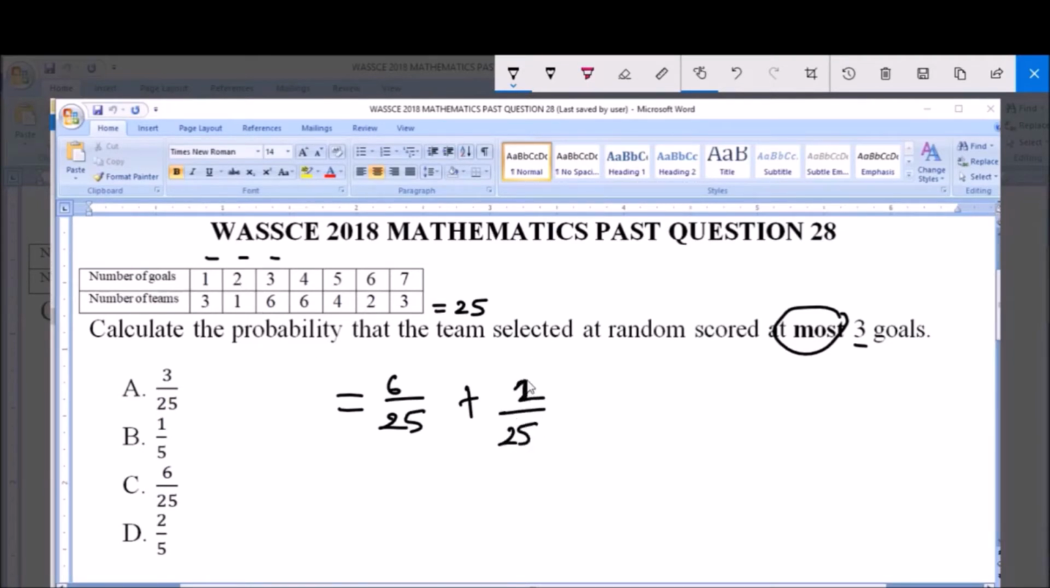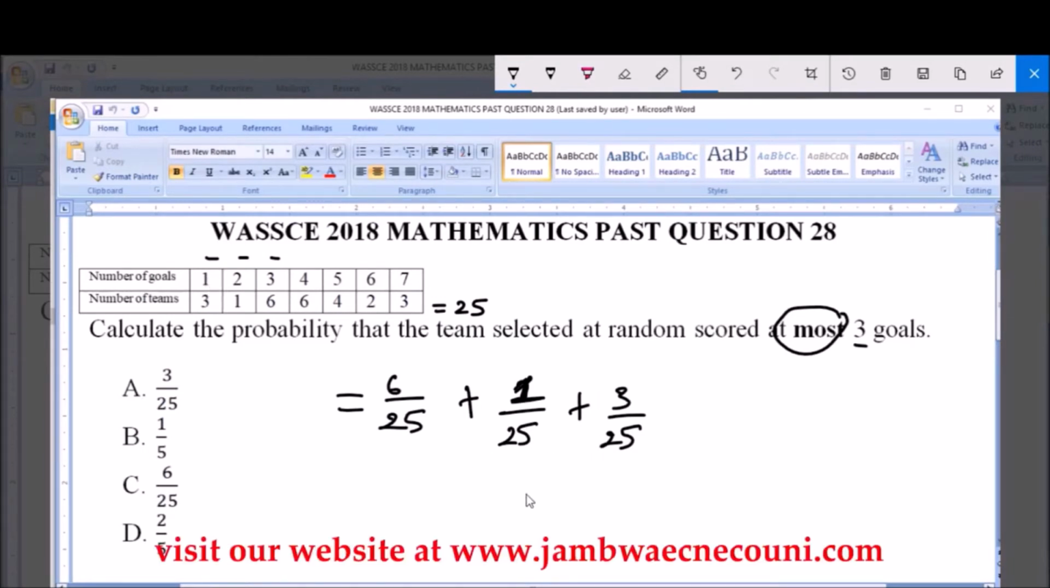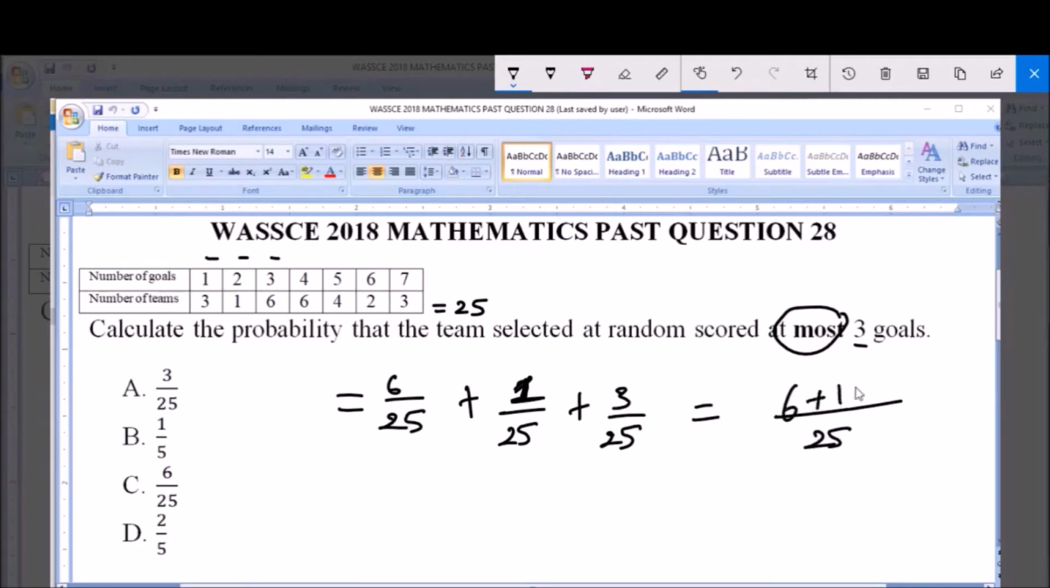So this is 1 over 25 for those that scored 2 goals, and then plus 3 over 25 for those that scored 1 goal. Now this is equal to, since the denominator is the same, we have 25, 6 plus 1 plus 3, and this is equal to 10 all over 25. Now 5 here will give us 2, and 5 in 25 will give us 5, so this is equal to 2 over 5. So the probability that teams selected at random scored at most 3 goals is 2 over 25.